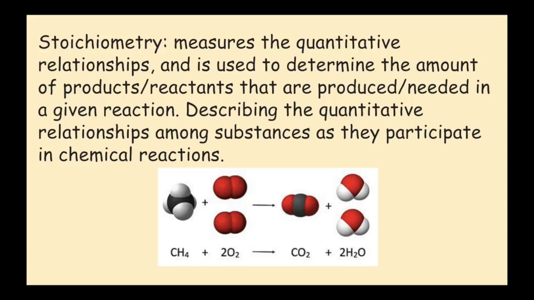Stoichiometry measures the quantitative relationships and is used to determine the amount of products or reactants that are produced or needed in a given reaction, describing the quantitative relationships among the substances as they participate in chemical reactions.